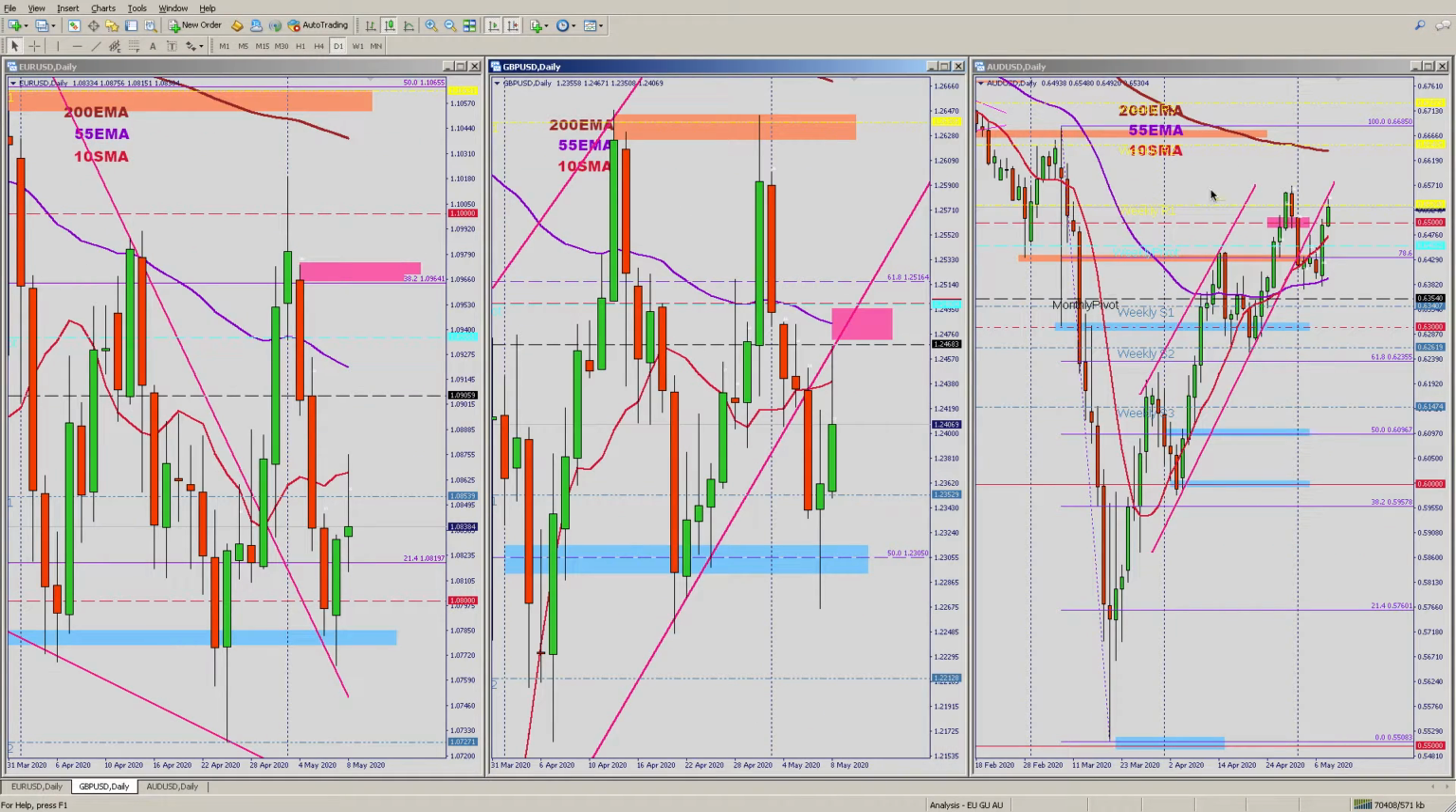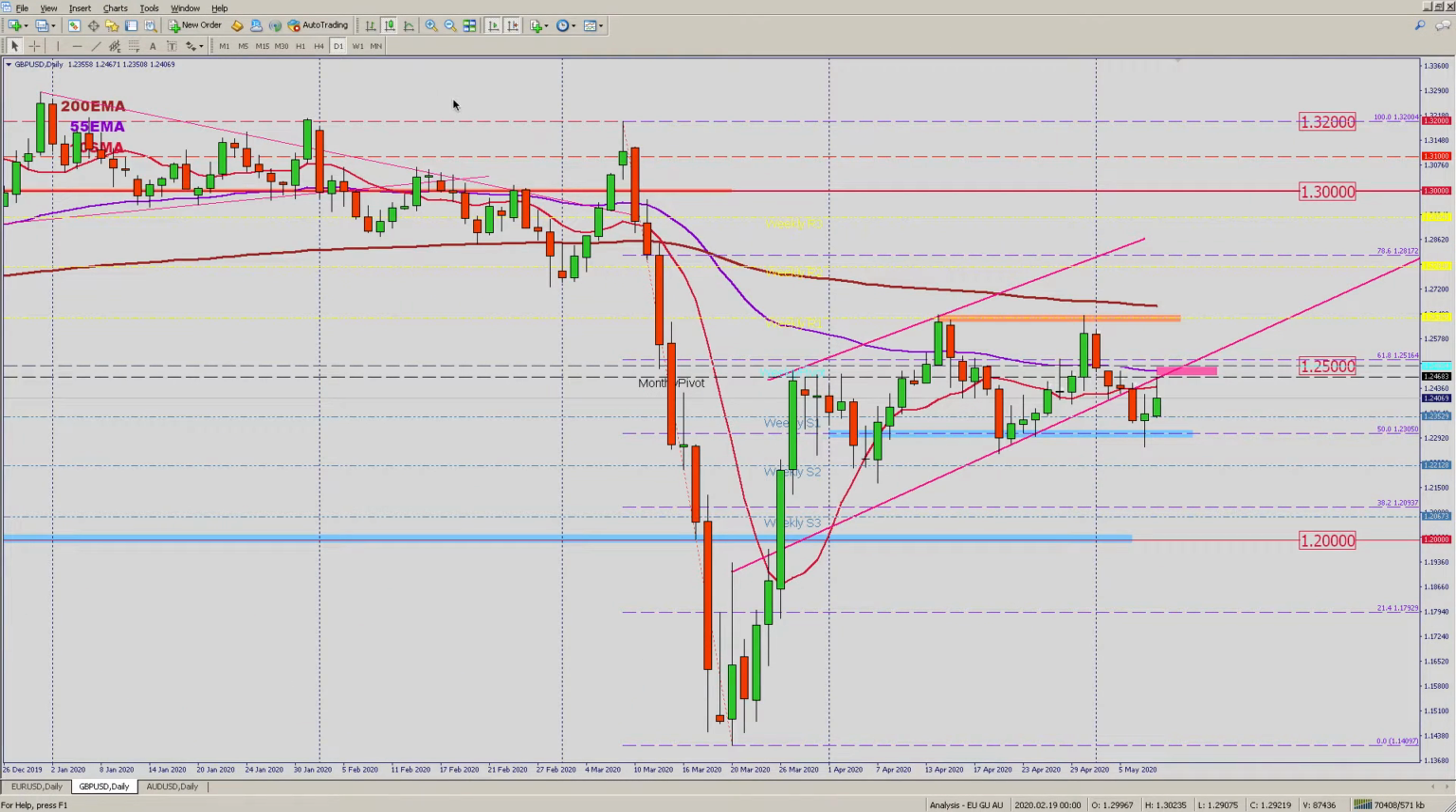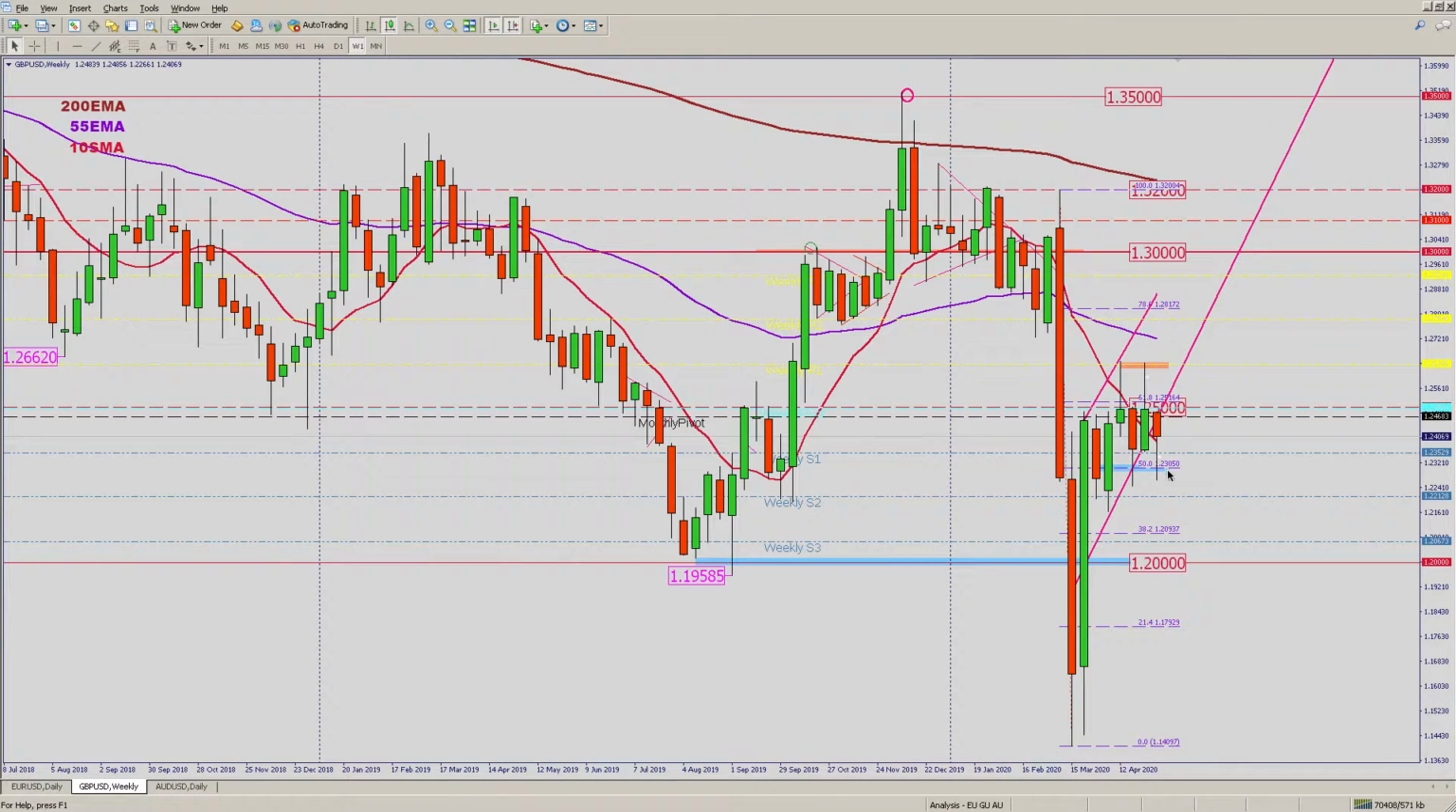Let's move on to the Aussie dollar. Before that, let's take a quick look at the weekly time frame. And yes, it's still consolidating. There's a double top up here, and then now double bottom. So it's just consolidating in that range that we identified.